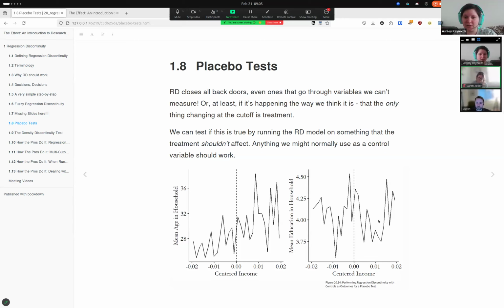One thing that is a note of caution is if you do a placebo test with a whole bunch of different control variables, you will expect to find some discontinuities just due to random chance. And that does not necessarily mean that you do actually have an issue. So do be mindful of that if you're testing a whole bunch of things.